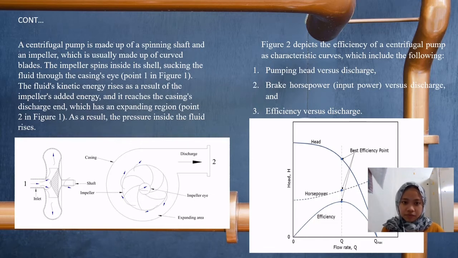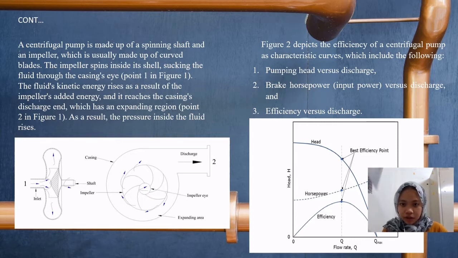A centrifugal pump is made up of a spinning shaft and an impeller, which is usually made up of curved plates. The impeller spins inside its shell, sucking the fluid through the casing's eye, which is at point 1. The fluid's kinetic energy rises as a result of the impeller's added energy, and it reaches the casing discharge end, which has an expanding region, and as a result, the pressure inside the fluid rises.